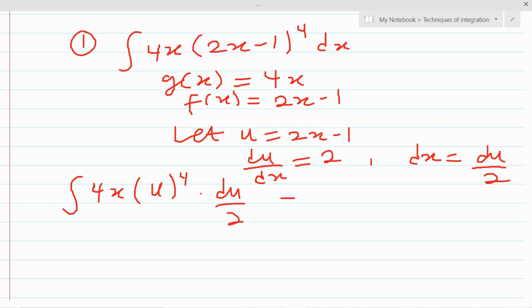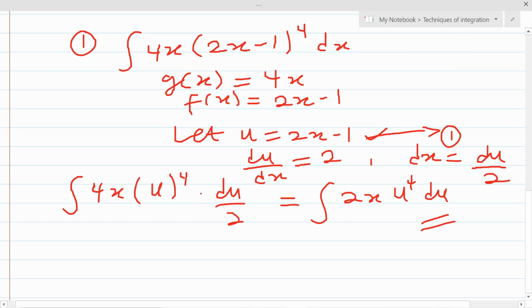Now the whole of this will give us, 2 goes into 4 how many times? Because they are just multiplying, 2 can take 2 out from the 4. So we get integral of 2x then u to the power 4 du. Now the x in this problem is also a case. By looking at this side, we have 2x here, but I can make 2x the subject from this side that I first said, in terms of u.